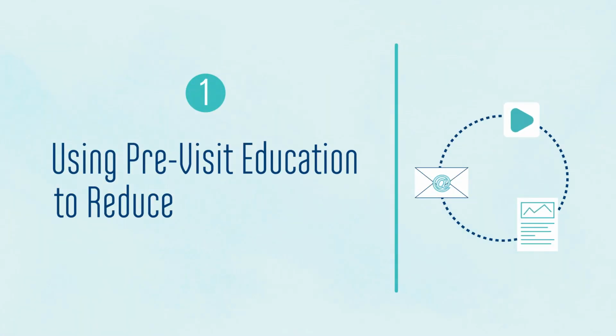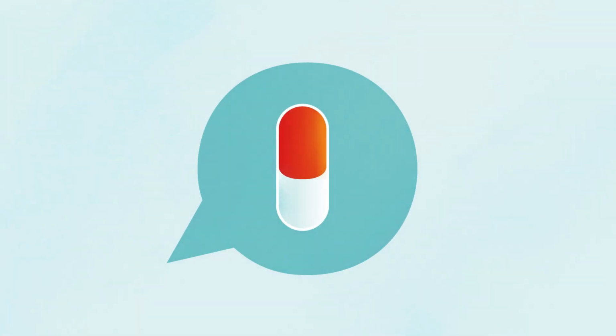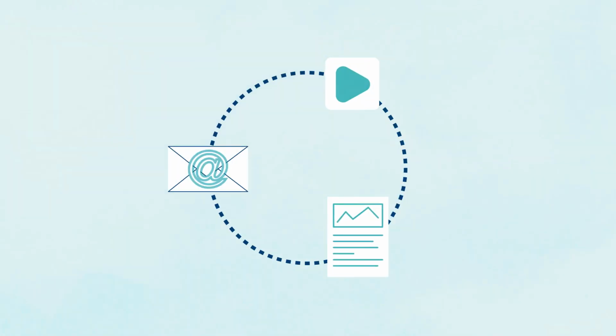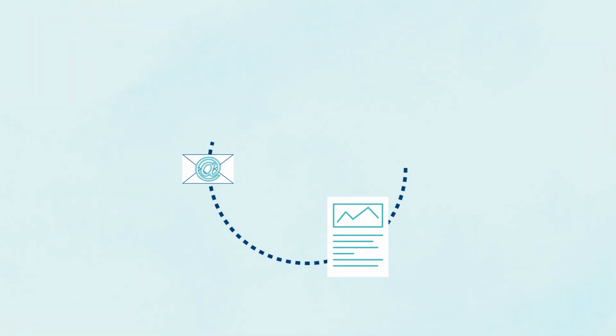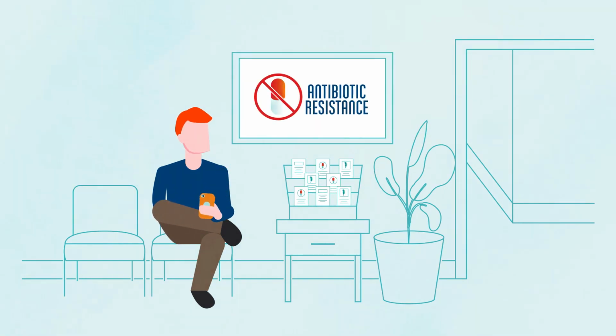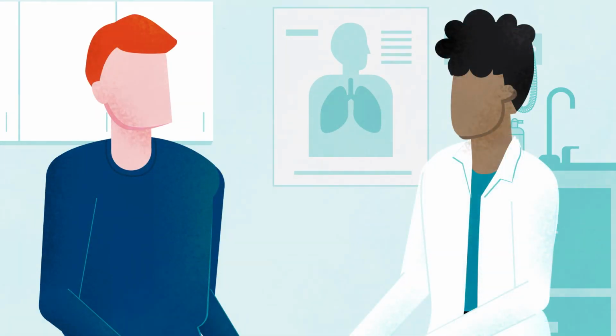1. Using pre-visit education to reduce patient desire for antibiotics. Patients demand antibiotics when they are sick because they believe they need them to get better. To modify this belief, look for ways to communicate with patients about antibiotics before their medical visits. Videos, brochures, and other educational materials are available from many reputable sources. These materials can be sent to patients directly through email and text, shared on social media, and placed in waiting or exam rooms.